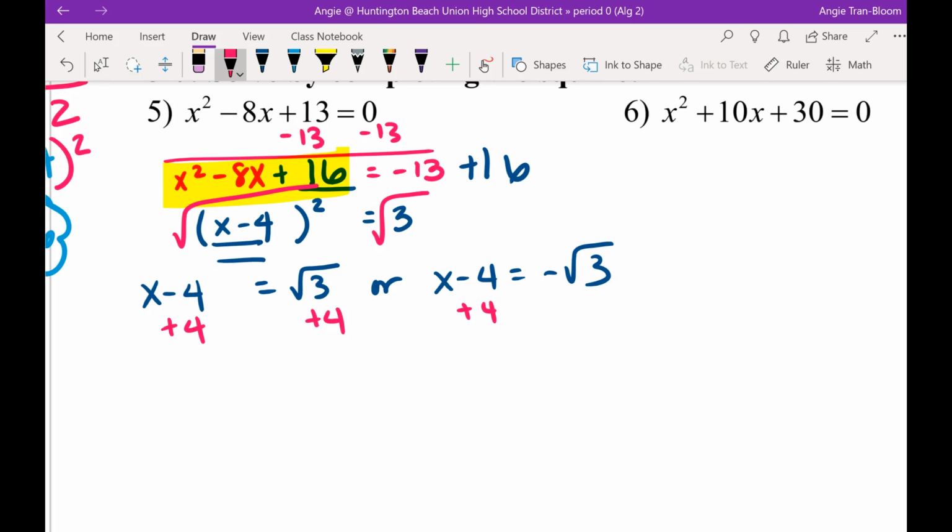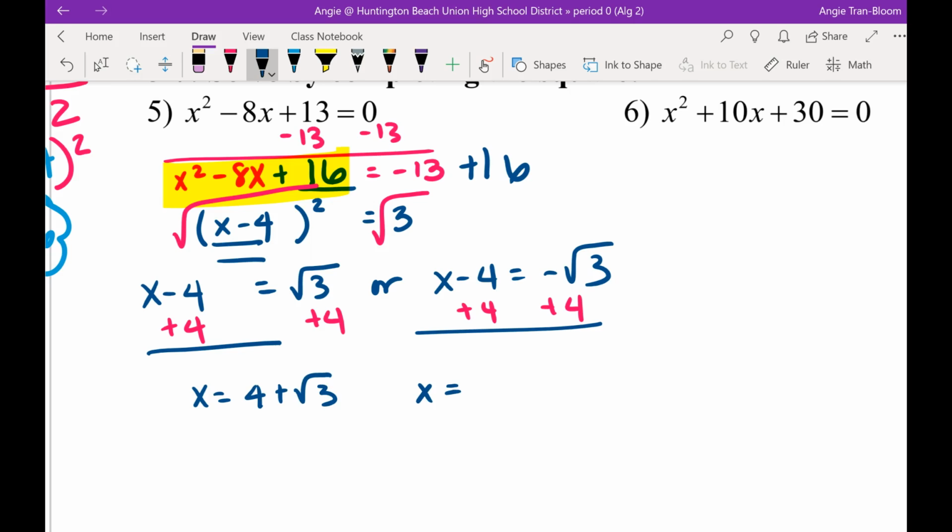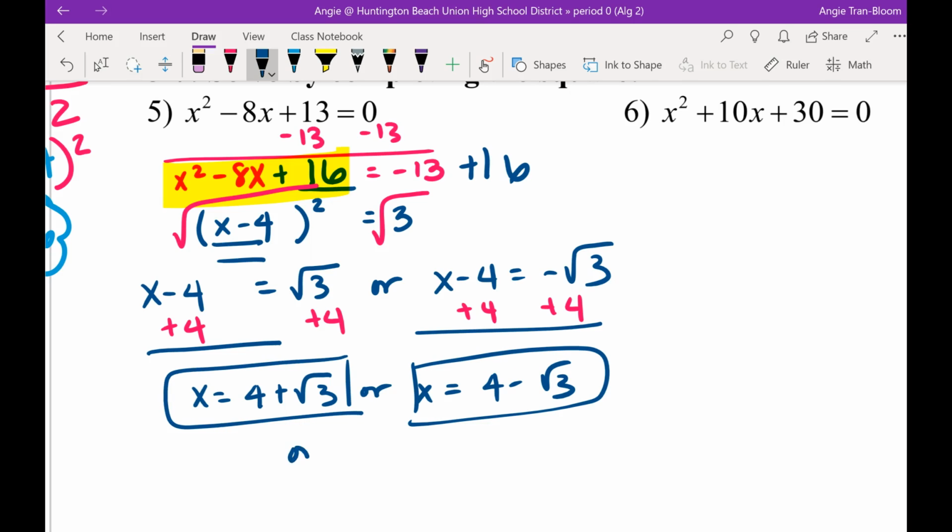Can I do it together like that? Yeah. Okay, and then what did you end up with? X equals 4 plus square root 3. X equals 4 minus square root 3. Okay, perfect. And some of you said, can I put them together? And the answer is? Yes or no? Yeah, totally. You can always put them together.